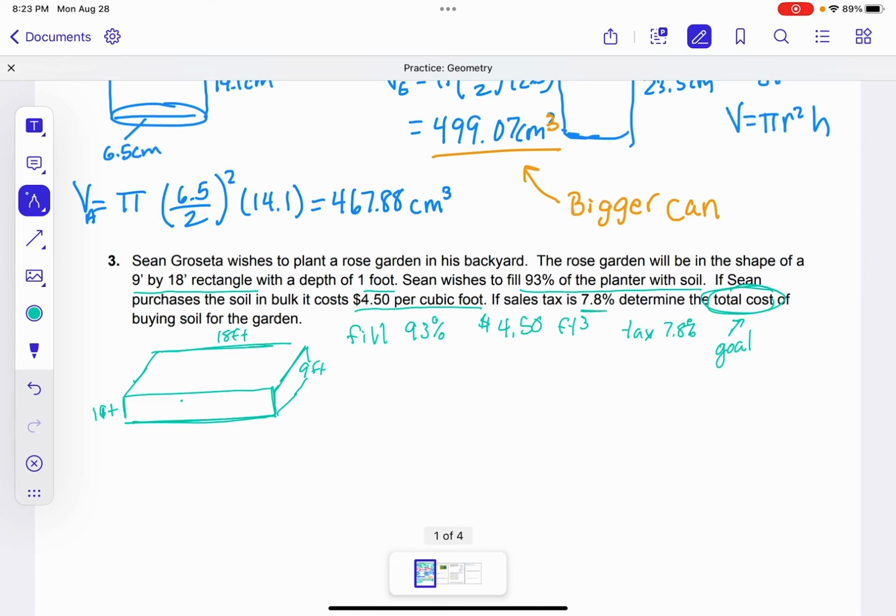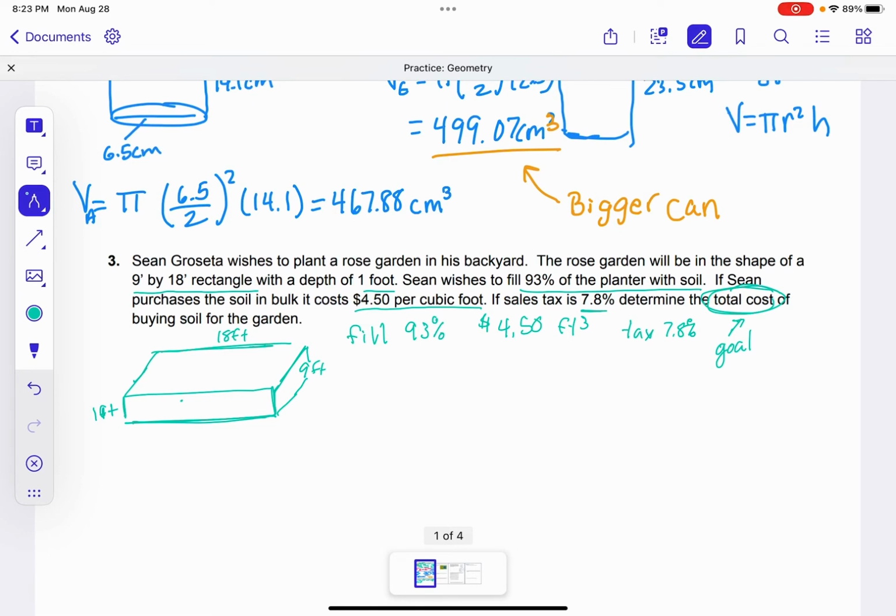Okay, so I need to figure out the volume of my rose garden. I need then 93% of that volume, and then I can take my cubic foot measure, calculate the cost, and then calculate the tax. So that's sort of my plan of action. So let's start with the volume.